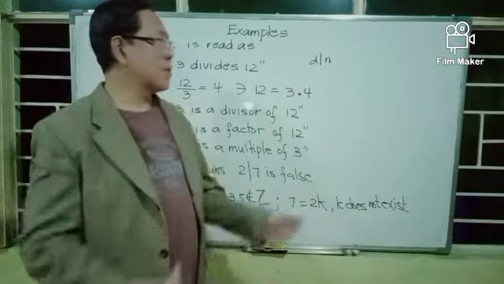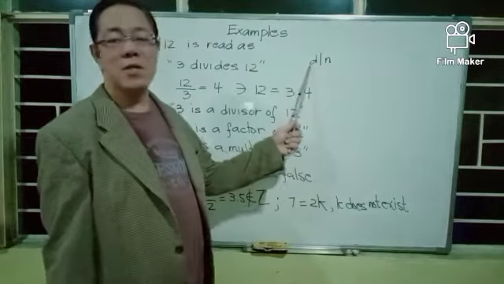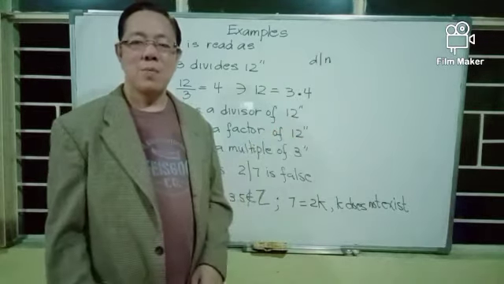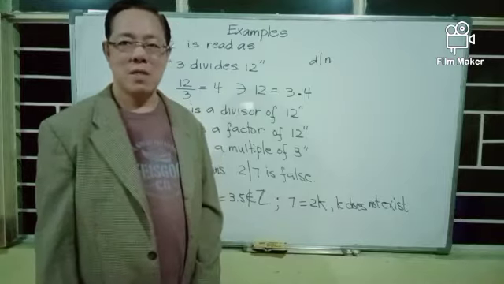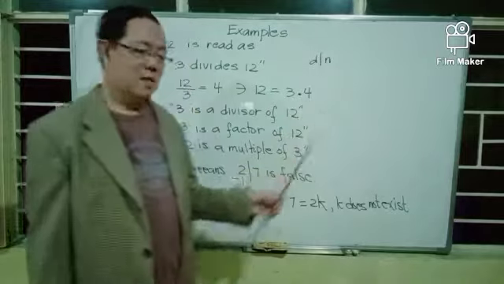That means if you divide the integer n by the integer d, n is exactly divisible by d. And that is what is meant by d divides n.